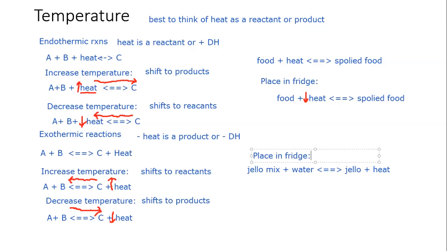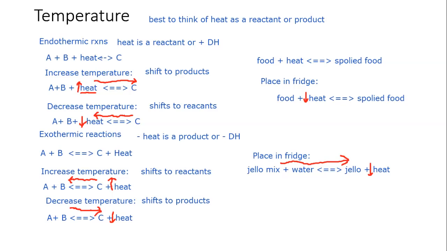Let's see why using Le Chatelier's principle. So we place it in the fridge. The fridge, what does that mean? That means we're removing heat. If we remove heat, that means more of the Jello mix and water will become Jello. That's why the Jello solidifies. That's an example of why Jello solidifies in the fridge, because it removes the heat, causing the Jello to congeal. I don't know if congeal is the right word, but it causes the Jello to make Jello and to solidify in the fridge.